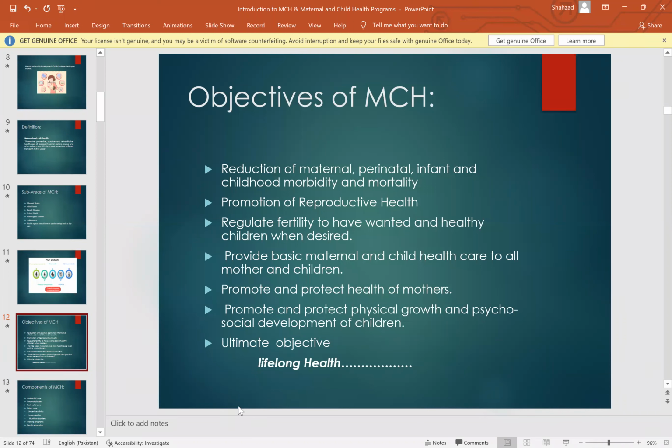Objectives of MCH. It is the reduction of maternal, perinatal, infant, and childhood morbidity and mortality. Promotion of reproductive health, regulating fertility to have wanted and healthy children when desired. Provide basic maternal and child health care to all mothers and children. Promote and protect the health of mothers. Promote and protect physical growth and psychosocial development of children. And its ultimate objective is lifelong health. It is the most important thing.